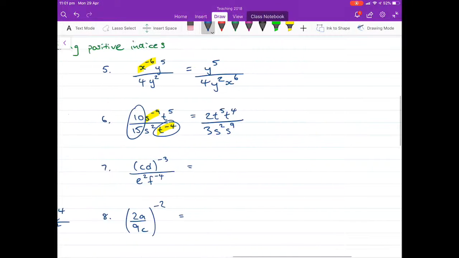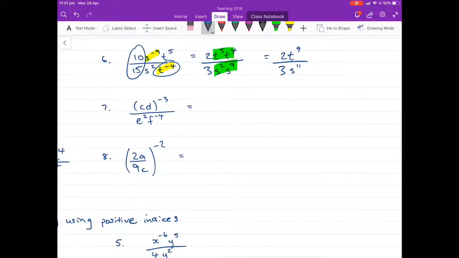So what we're actually left with here, I'm going to work across the page, I want you to work down, is 2/3. We've got now a situation where we apply index law number 1, t to the power of 5 times t to the power of 4, which will get us t to the power of 9. Same down the bottom, we've got s squared times s to the power of 9. We're going to add those indices together to get s to the power of 11.